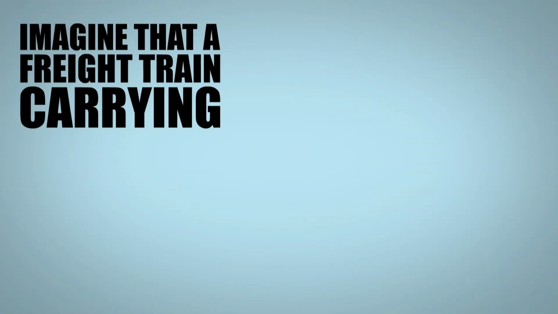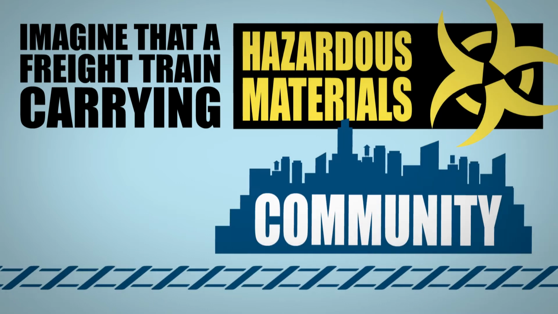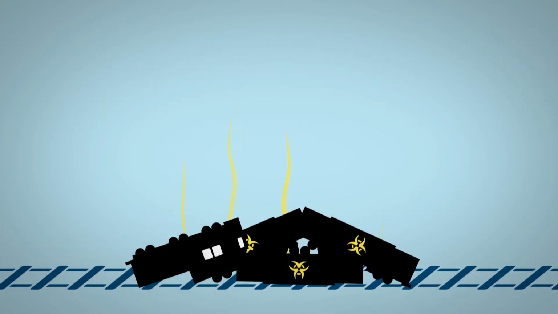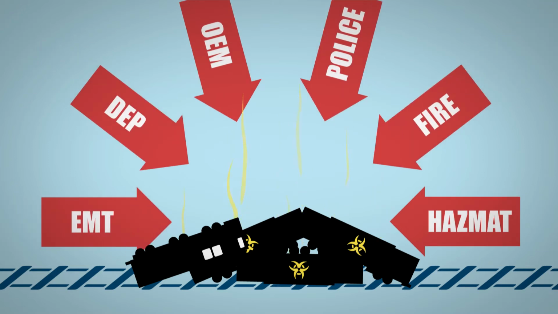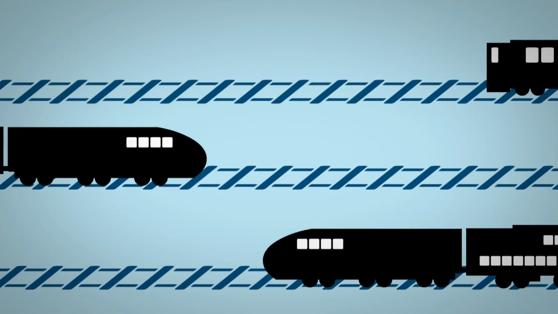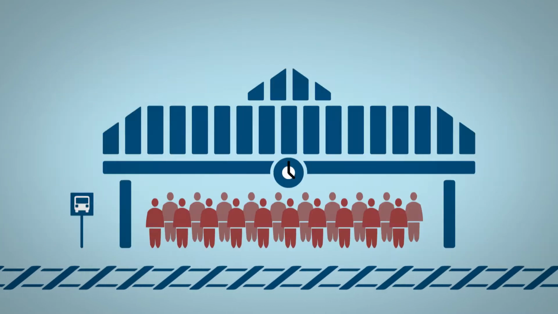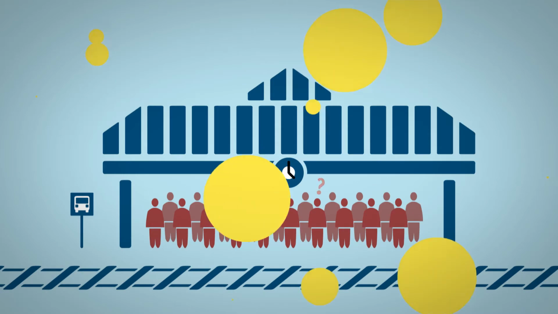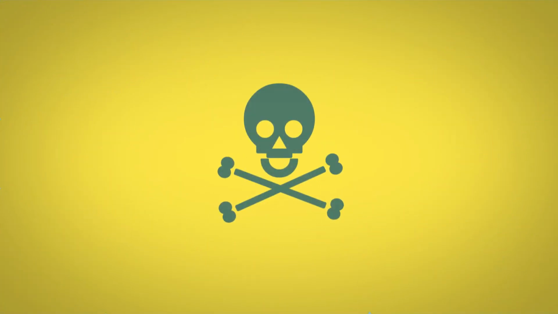Imagine that a freight train carrying hazardous materials derails near a populated area. A complex disaster of this nature, which has the potential to impact well beyond the crash site, will require the coordination of multiple agencies. The closure of the track may delay passenger and supply movement, and toxic substances might threaten the health and safety of nearby communities and the environment.